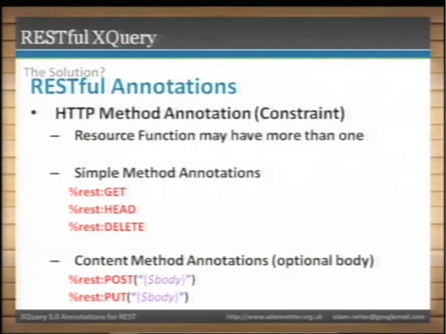Okay. So we have a whole bunch more of these annotations. You can specify the HTTP method that you want to execute. And you can add one or more of these to your function, right? You can also map in the request body, so you can pass the entire request body into a function parameter.